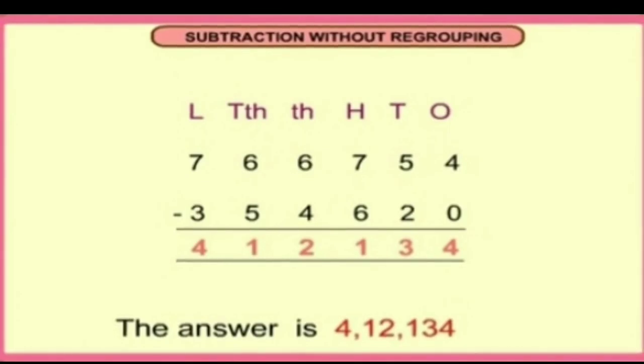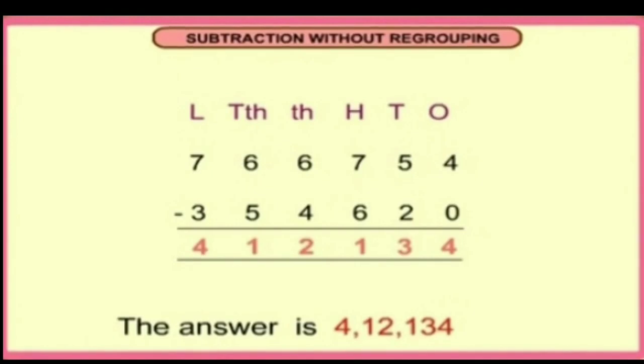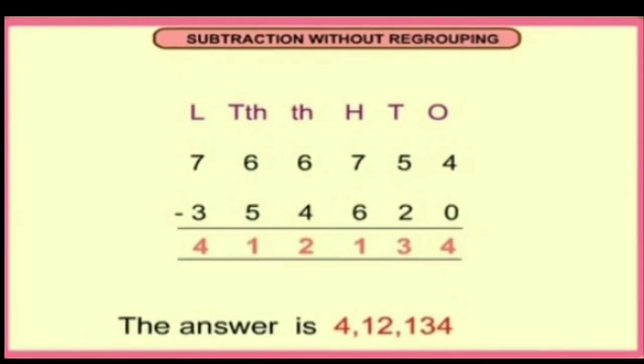So after subtracting 3,54,620 from 7,66,754, we get the answer as 4,12,134. So I think the concept of subtraction without regrouping is clear. It is a very easy concept. All you have to do is a lot of practice.